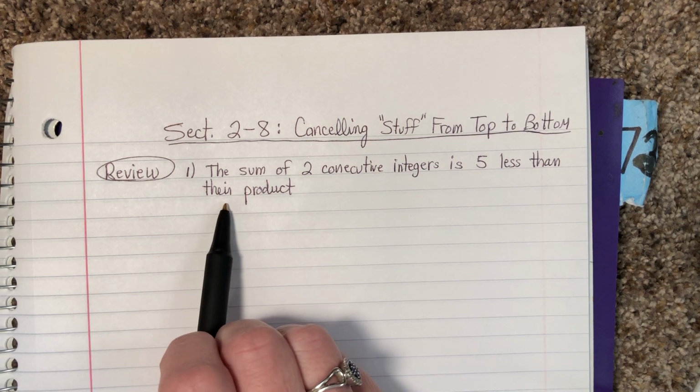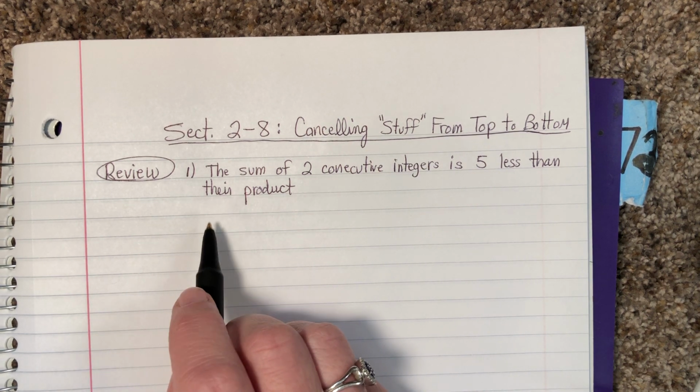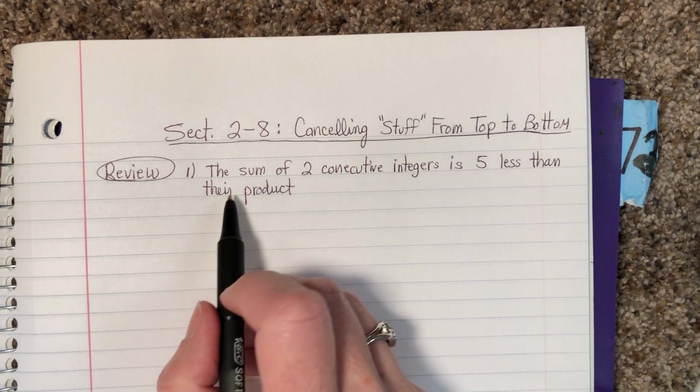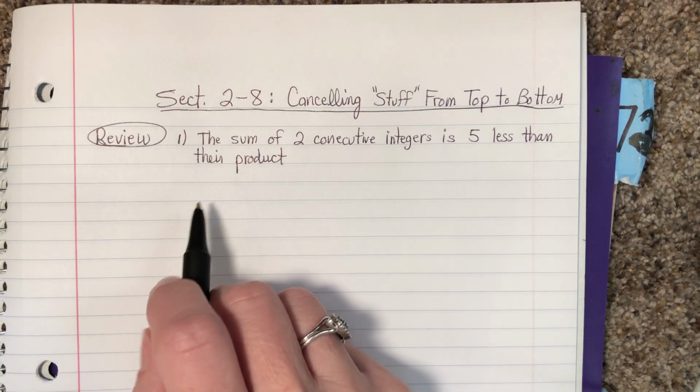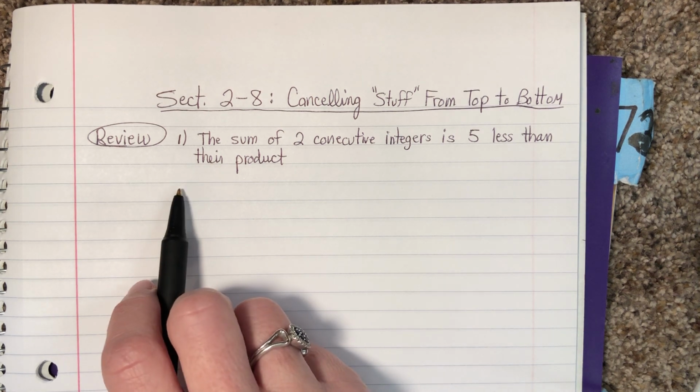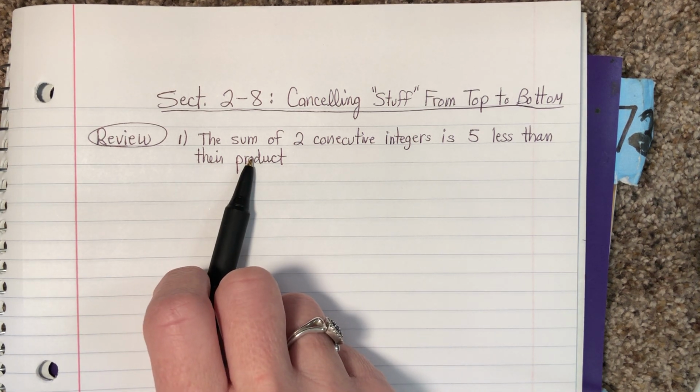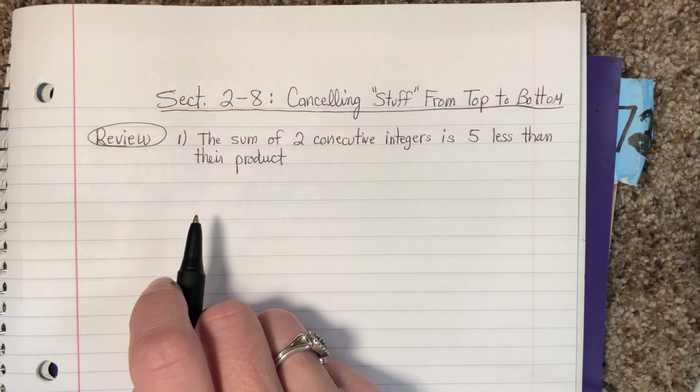Before we start, I want to go through a few review problems, and then we're going to start the new stuff. So the first one, I've written it out already, so you might have to pause the video to copy this down. But let's go ahead and define the unknowns and write an equation for this consecutive integers problem.